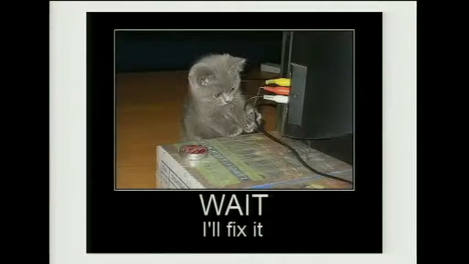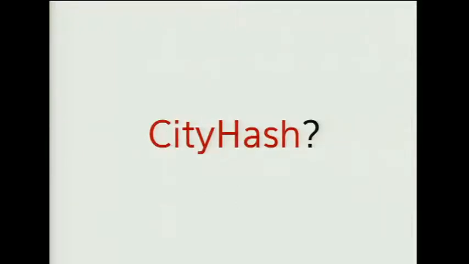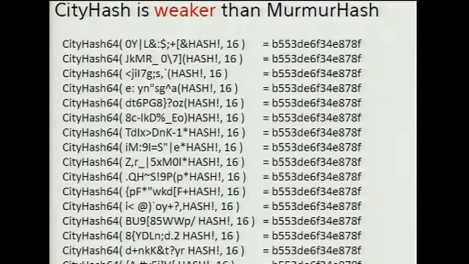Well, I'll try. So you know that Murmur hash is not the best hash function in the world, so the first thing to do is not use Murmur hash, be it 2, 3, or 4, or 5 anyway. You might have heard about something called CityHash. Do you know CityHash? Yeah, okay. CityHash is something designed by and for Google, and they say on their official page that it was developed starting in 2010, and they use variants of CityHash64 mainly in hash tables such as this C++ function. As far as I know, they only use it internally. I don't know of any third-party application that uses it. But well, it's designed by Google, so it's probably more secure than Murmur hash. Well, actually not.